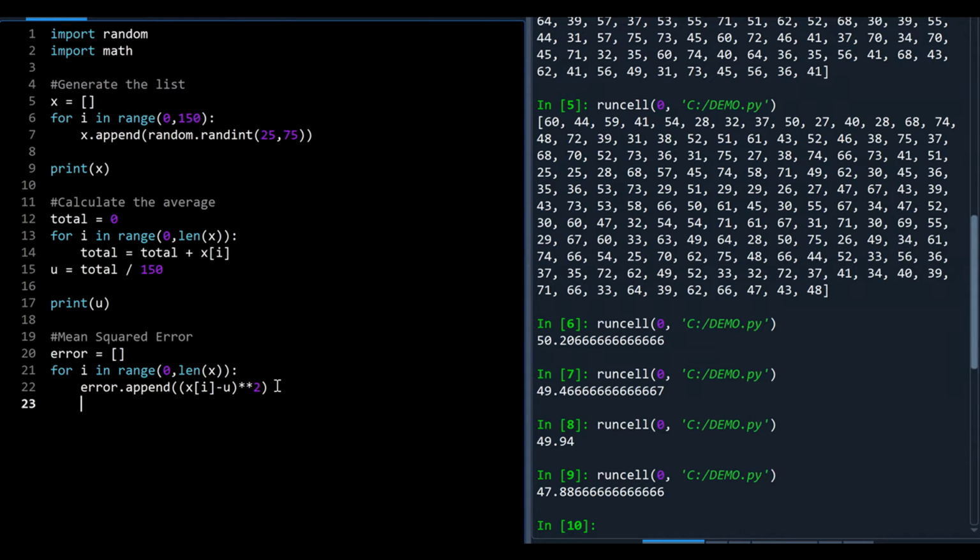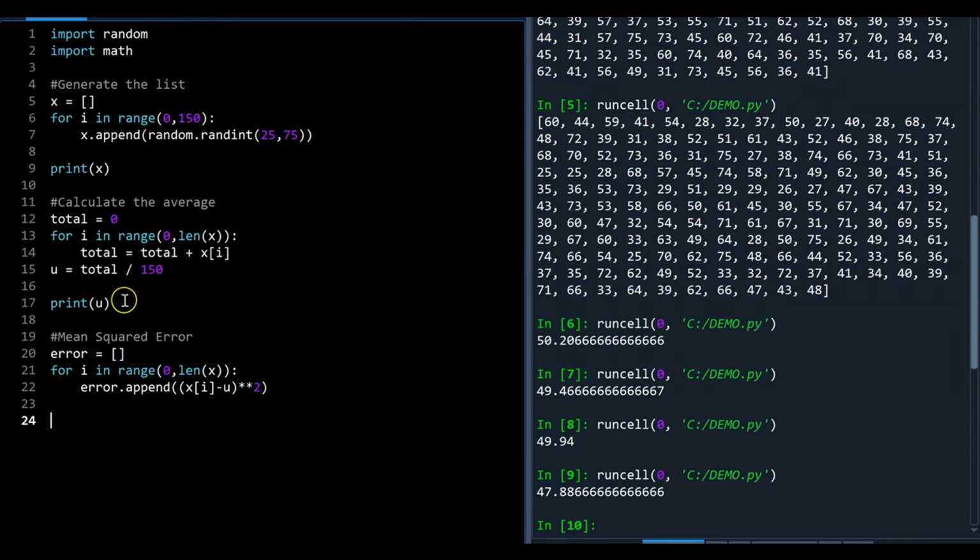So after this, I will get a list of all the different error values squared. It would take like 60 and subtract 50.2 and then square it, and 44 minus 50.2 and then square it, and that would be the second value in the error list, etc. Okay. Now I need to find the average of the error list.